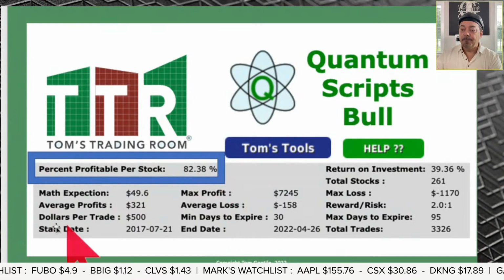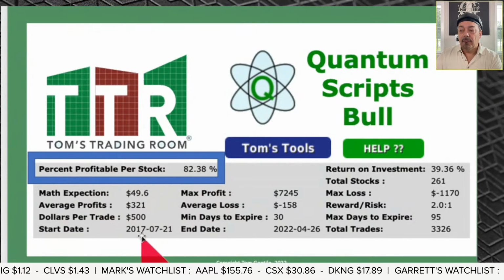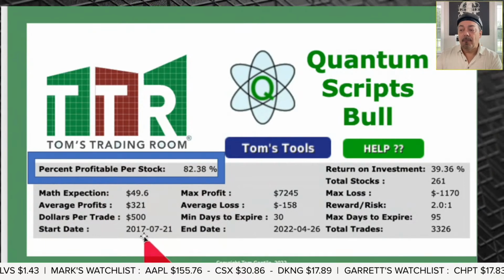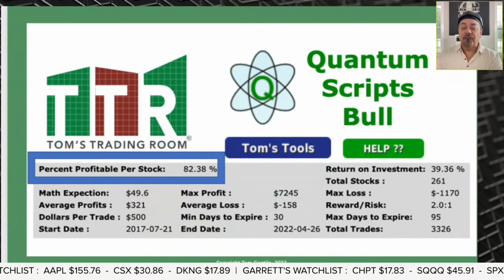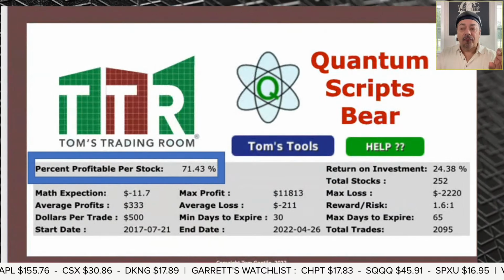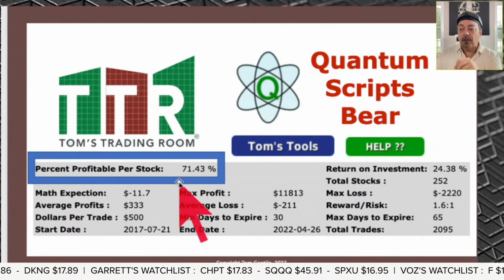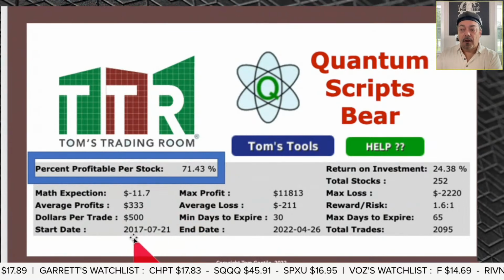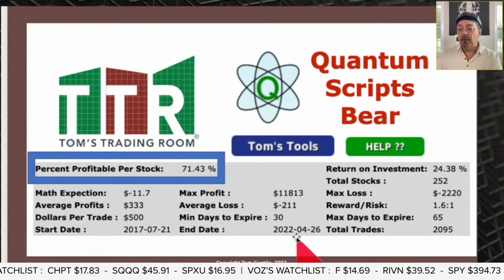This is the bullish side. By the way, this is a 5-year back test, guys. The bullish side from July, this is from 2017 to 2022. Look at the bearish side. And remember, we didn't have a lot of bears until this year. And you can still see 71% on the stock on the bear side from July 21st, 2017 to April 2022.